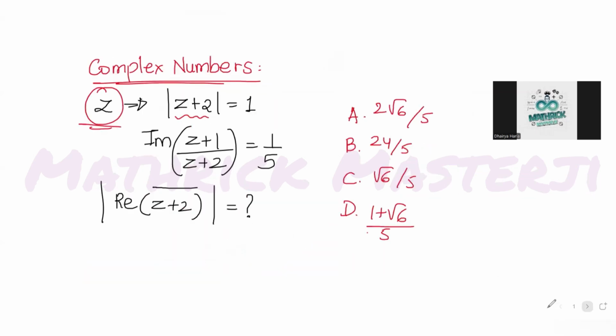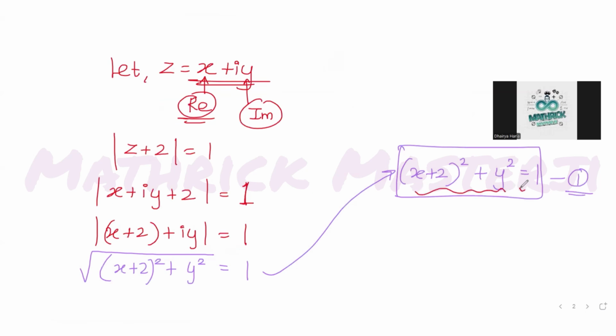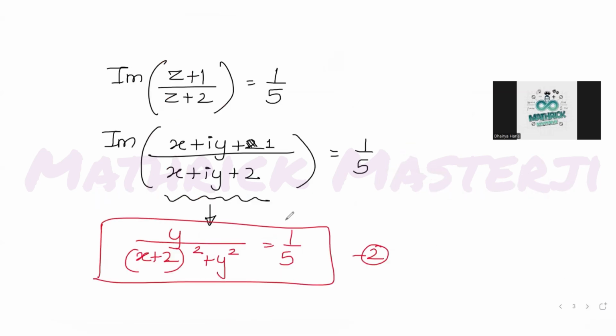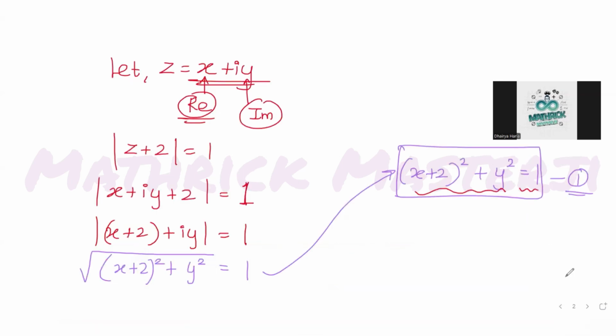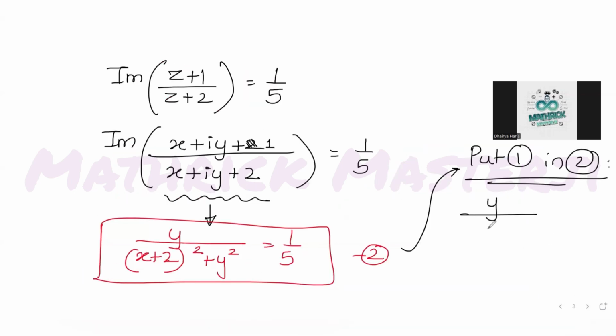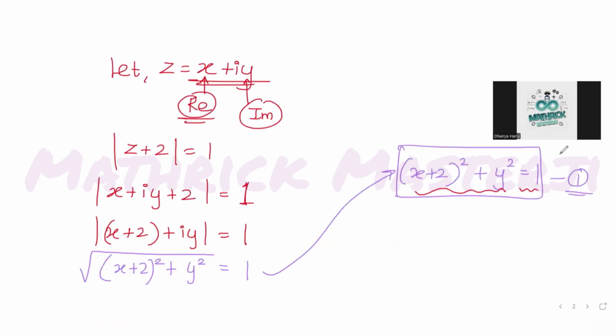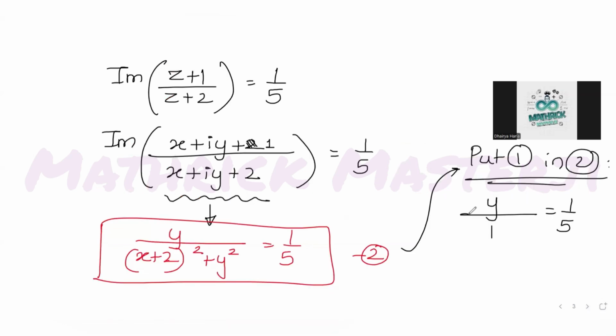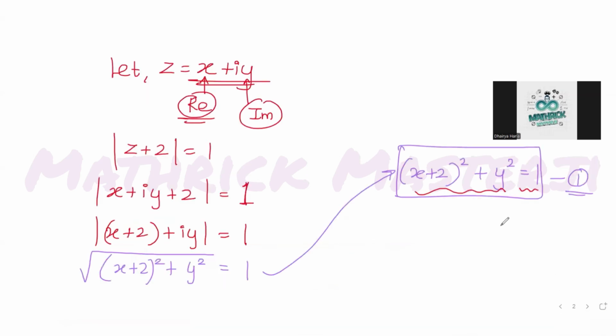x plus 2 the whole square plus y square. From equation 1, I know it's just 1. So I'll substitute 1 into it. From there, I can get y over, this entire thing is 1, equals 1 over 5. So I've just used this x plus 2 the whole square plus y square, which is 1. So y over 1 equals 1 over 5. That gives me directly the value of y, which is 1 over 5.